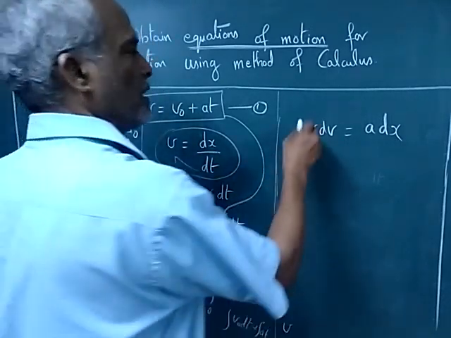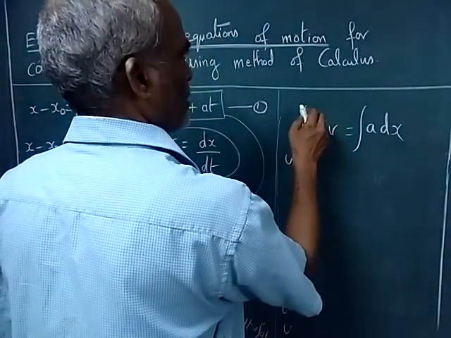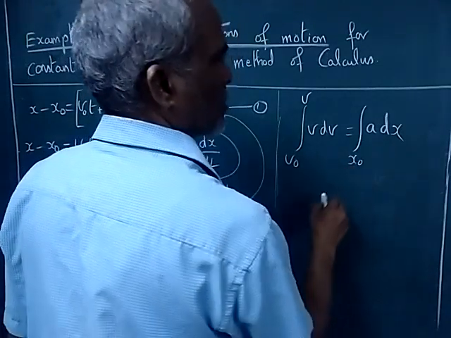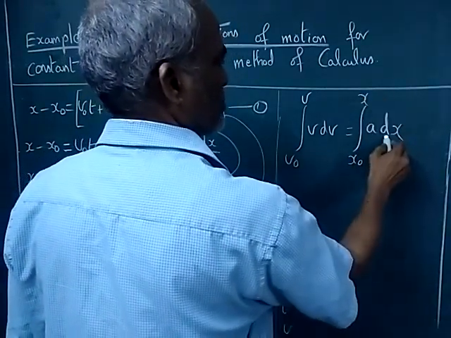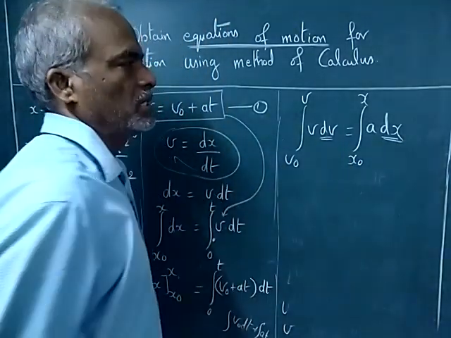Now what you do is integrating both sides. Initial velocity is v0 and final velocity is v. Here initial distance is x0 and the final distance is x, because you are integrating with respect to x. Here with respect to velocity.